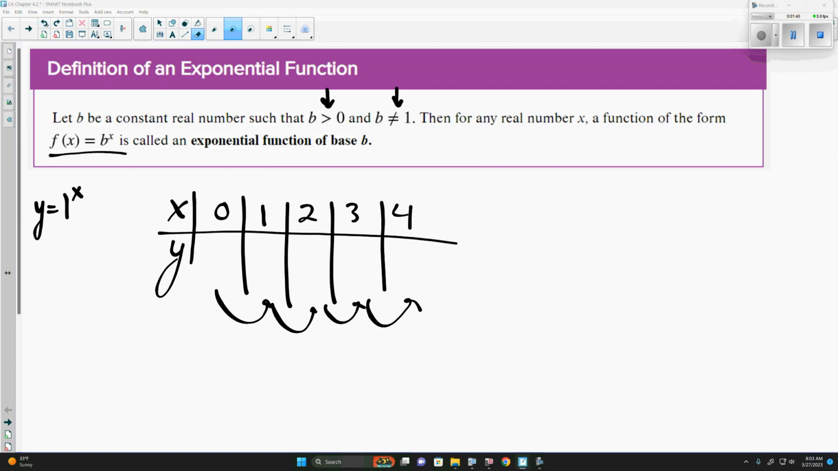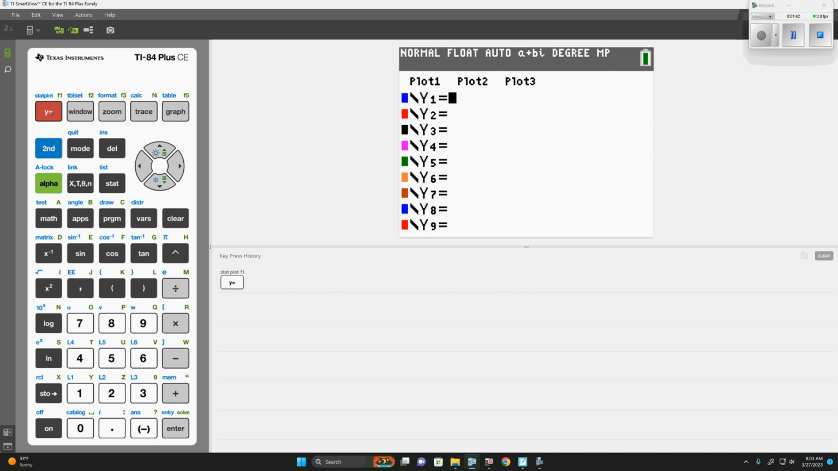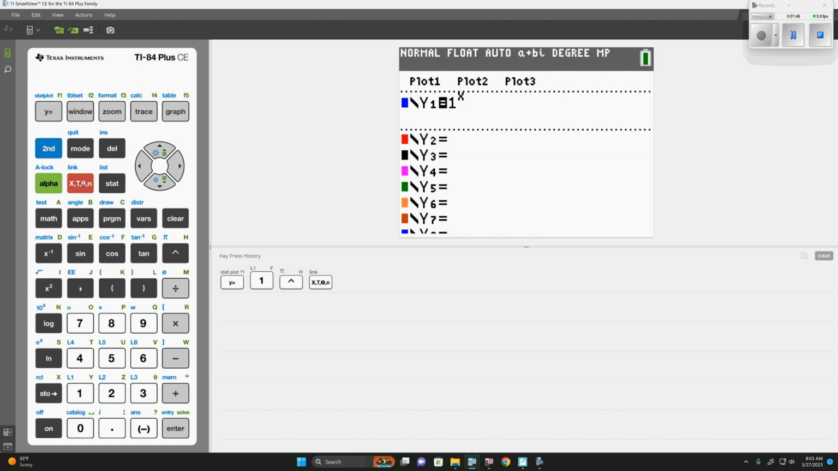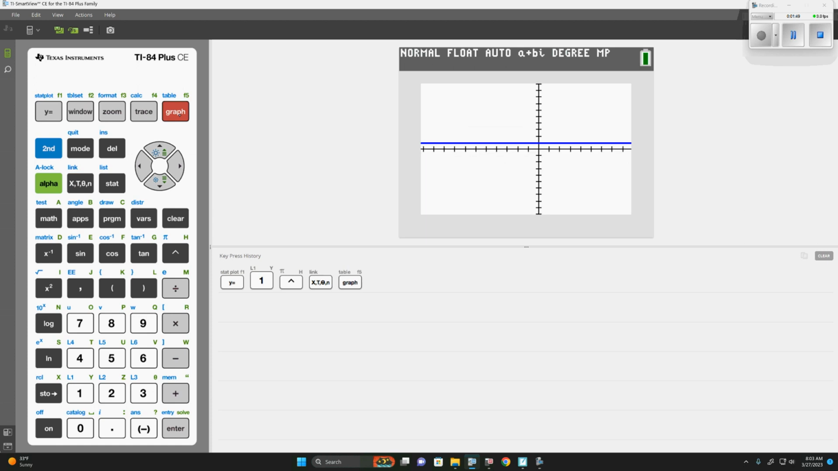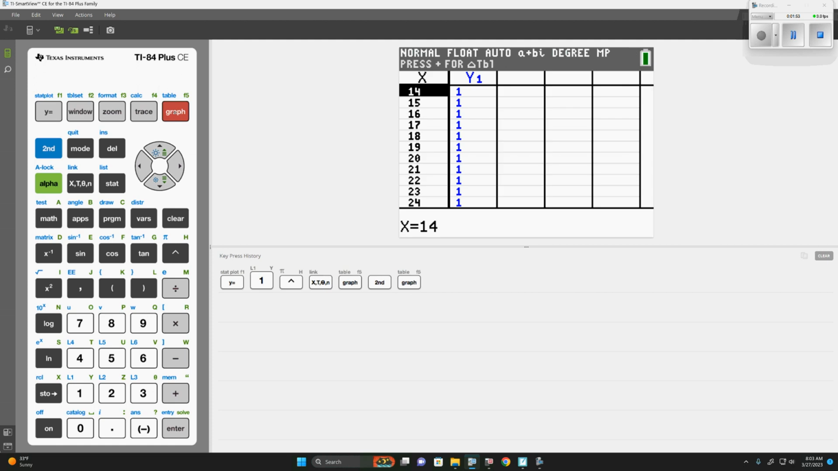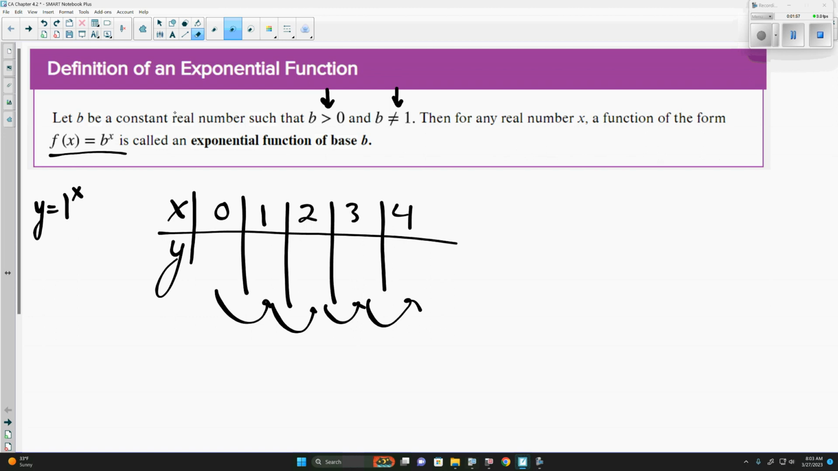And if we took the graphing calculator, we can say y equals 1 to the x graph. We just get a straight line. Table. We just get ones. Now, we also have to say that it's greater than 0.